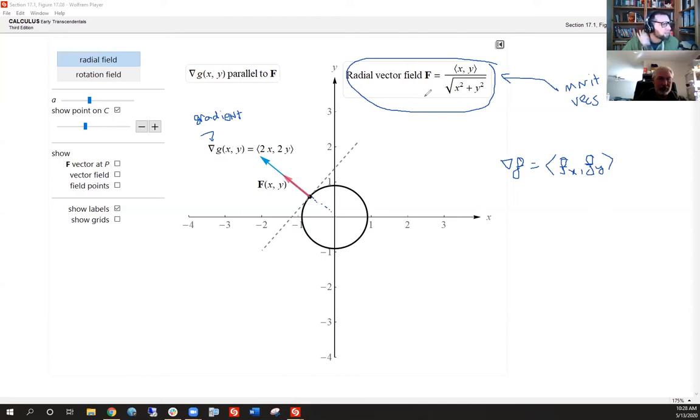Let's see if we can calculate that gradient from this formula. So if we have big F, which is the thing up above, and we wanted to find the gradient of that. Oh, that is a gradient. I was trying to figure out what's the field that we're working with.